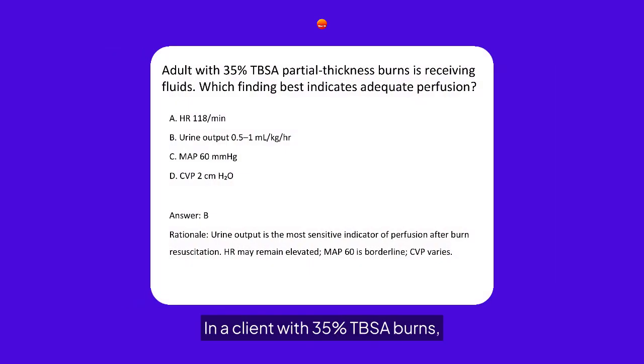In a client with 35% TBSA burns, urine output of 0.5 to 1 mL/kg/hr best indicates adequate perfusion. This measure is the most sensitive indicator of effective fluid resuscitation, as other parameters may vary.